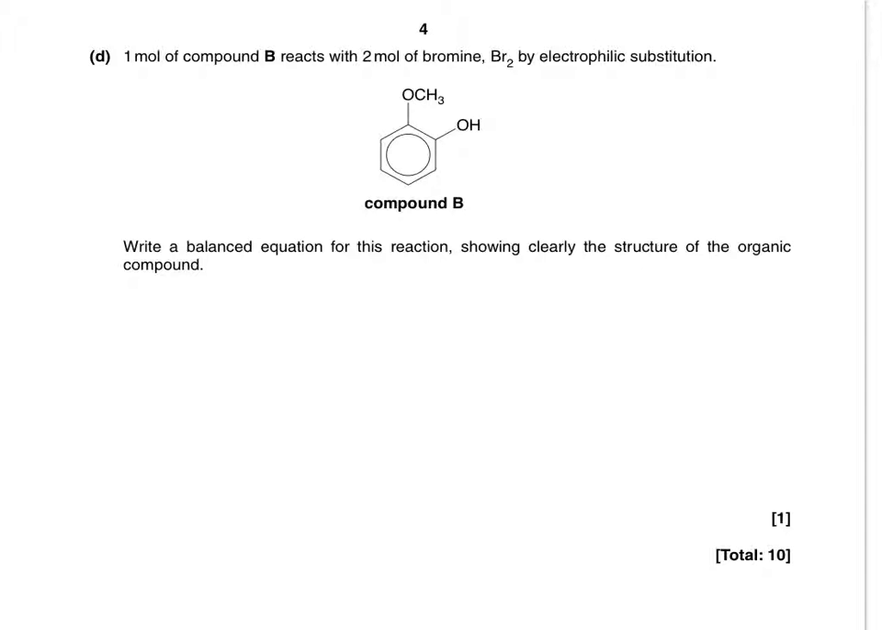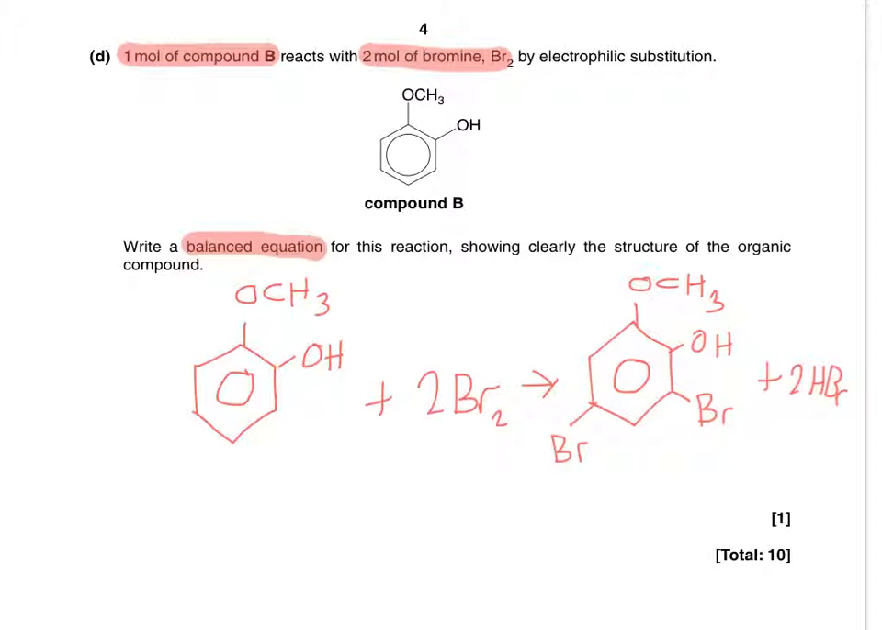So it says 1 mole of compound B reacts with 2 moles of bromine, Br2, by electrophilic substitution. It says write a balanced equation, so they don't want a mechanism, they want the equation. So what you should have put, and I think most people did, is something like this. Okay, in a small number of cases I saw people put H2 as an alternative side product instead of HBr and substitute all of the bromines on there. But it doesn't quite work out like that.